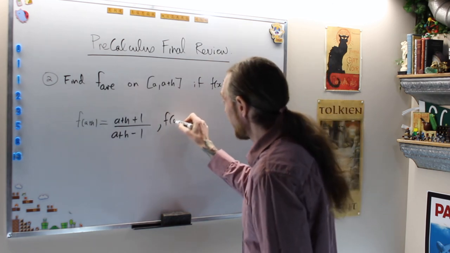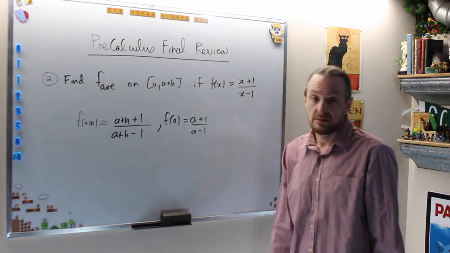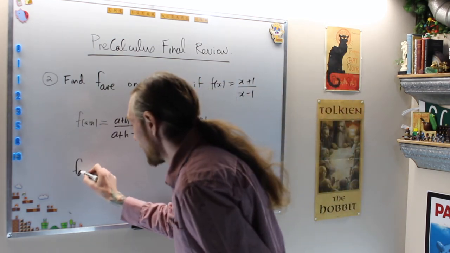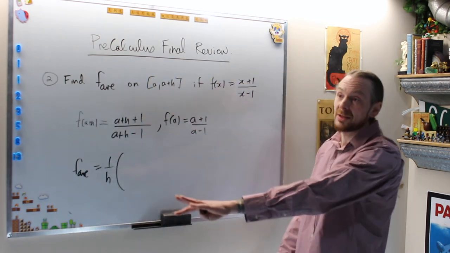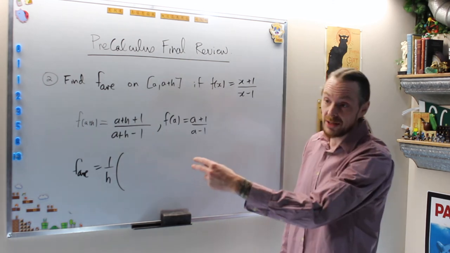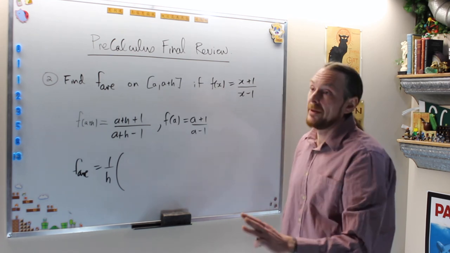And f of a is equal to a plus 1 over a minus 1. Now what we're going to do is use a formula. F average is 1 over h. We're just going to leave the 1 over h on the bottom. Yes, we're dividing by this. Dividing by h is the same thing as multiplying by 1 over h. Dividing by 2 is the same thing as multiplying by 1 half.